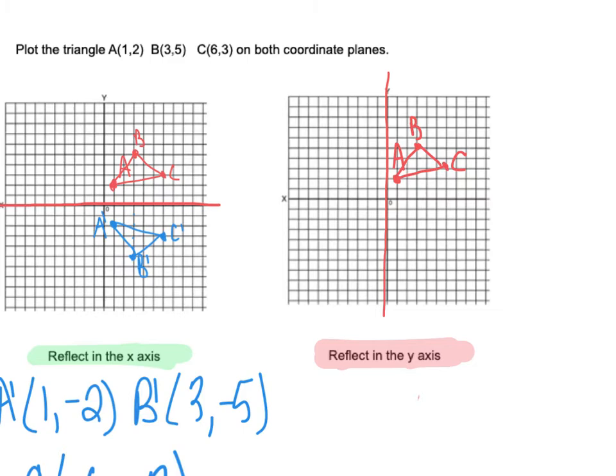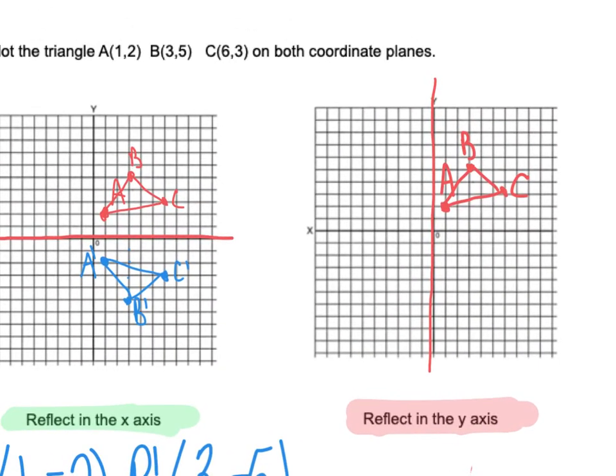And if point A is currently 1 unit to the right, A prime is going to be 1 unit to the left. If B is 3 units to the right, B prime is going to be 3 units to the left. If C is 6 units to the right, C prime is going to be 1, 2, 3, 4, 5, 6 units to the left. And if we connect our dots, we've got our reflected triangle across the y-axis.